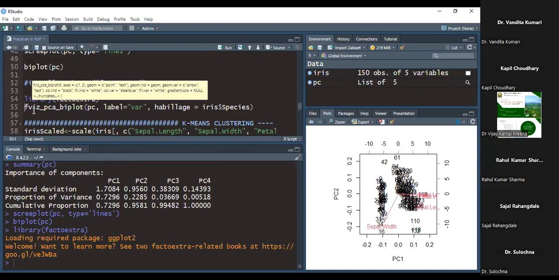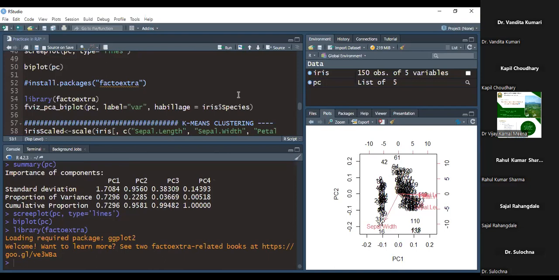So the function for performing this modified version of the biplot, actually a better version of the biplot, is fviz_pca_biplot. The variable name is pc, as I mentioned. Okay, so let's run. The color that will be given will be on the basis of the different species that are available in our data set. So we have 3 species, so we'll have 3 colors used in this plot.